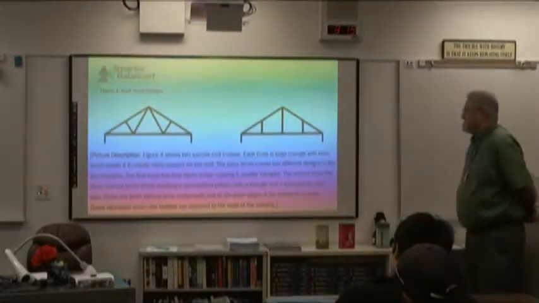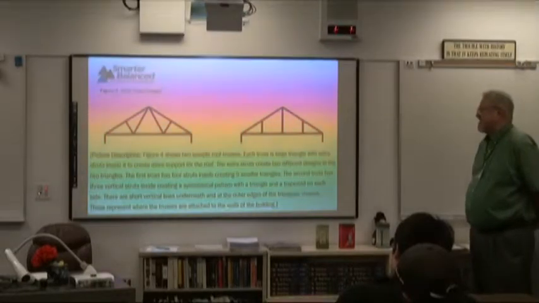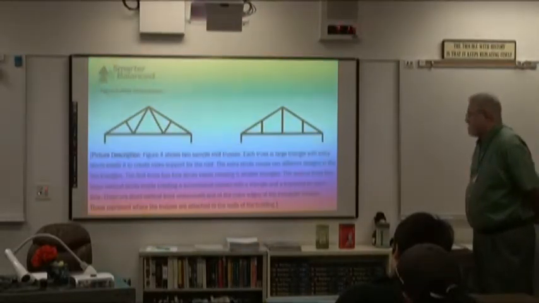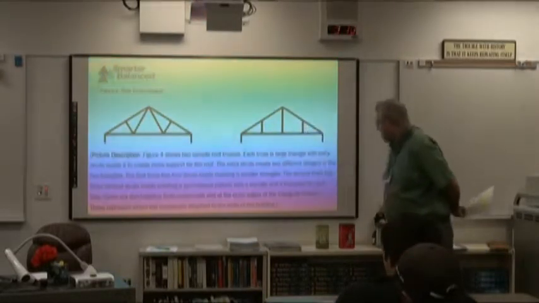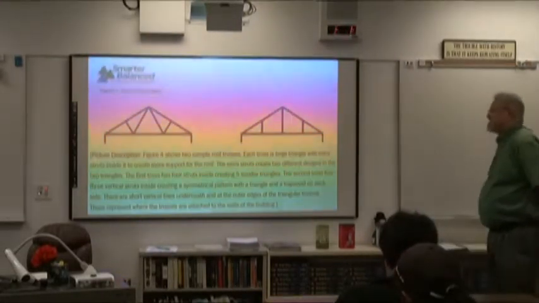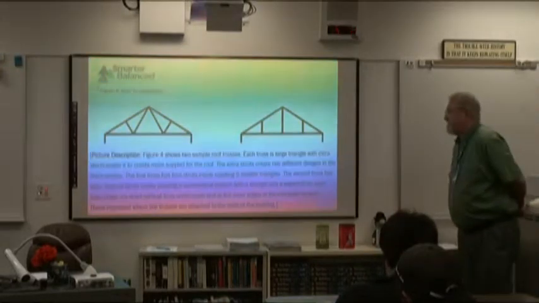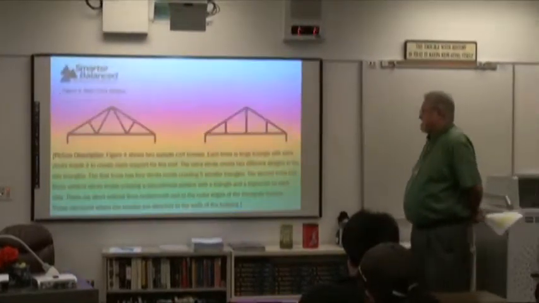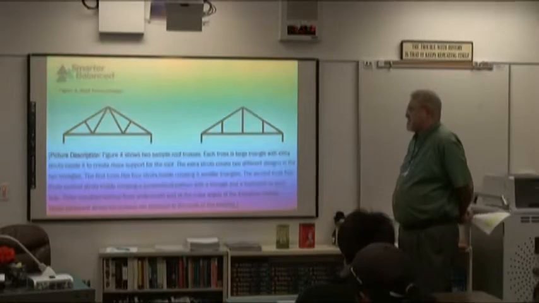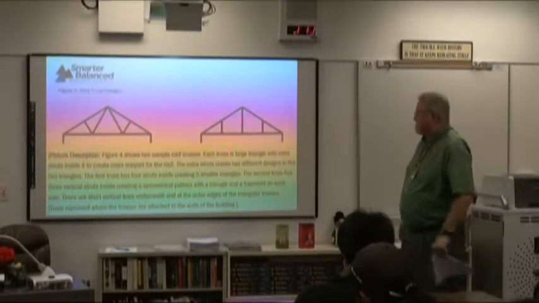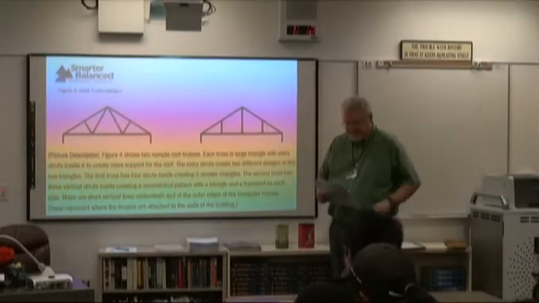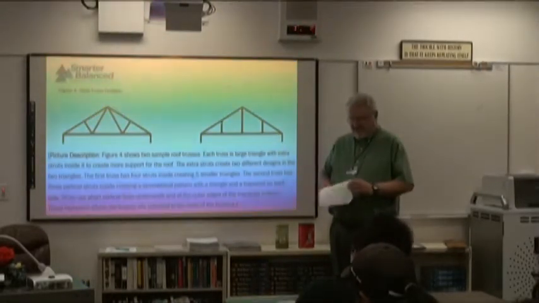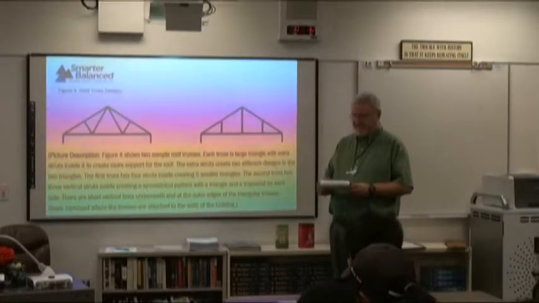Okay. The second truss has 3 vertical struts inside, creating a symmetrical pattern with a triangle and trapezoid. Here's your triangles and trapezoids. On each side, there are short vertical lines underneath and at the outer edges of the triangular trusses. These represent where the trusses are attached to the walls of the building. Okay. So, as you can see, here are 2 examples of roof truss designs.